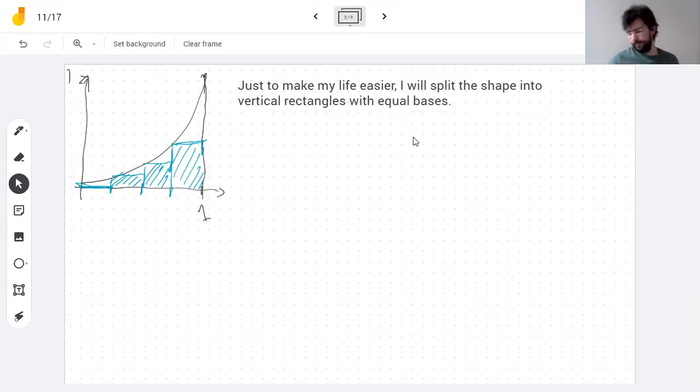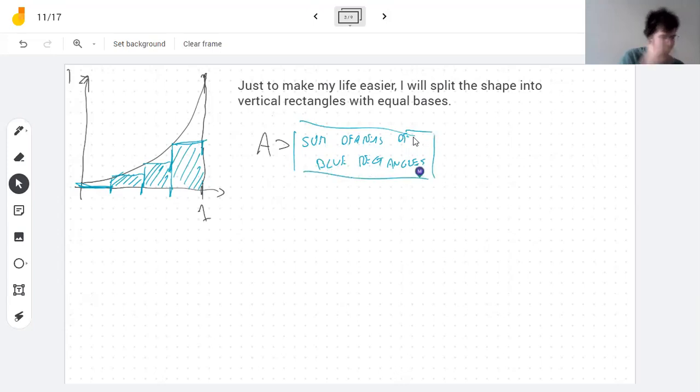I could start, like I said, putting rectangles in any way I want, but there's no reason to make my life hard. There's just no reason. So let's try to compute the blue area. So the area is going to be bigger than the sum of areas of the blue rectangles. Hopefully I can find these areas. I think we'll be able to.